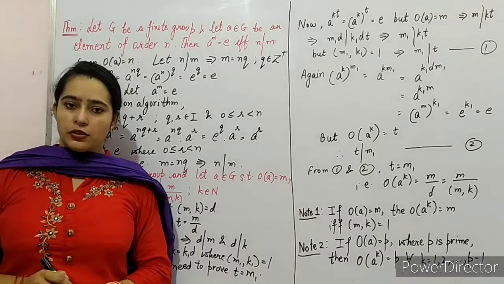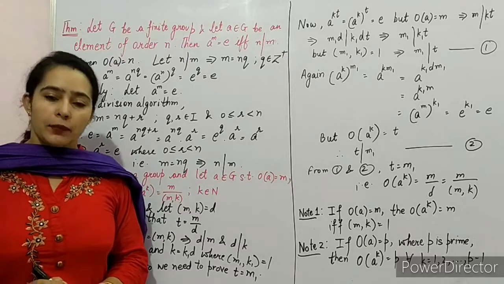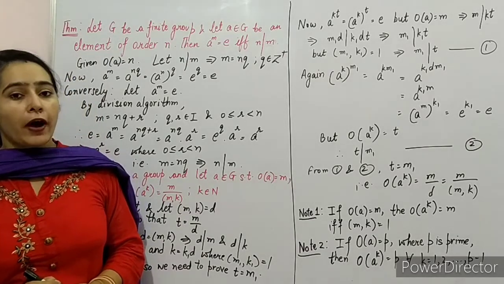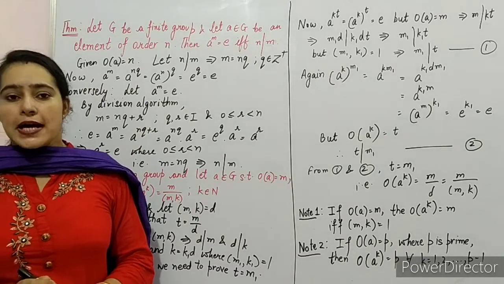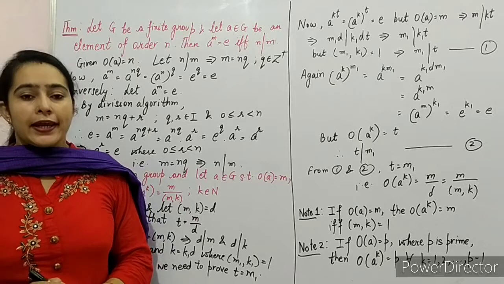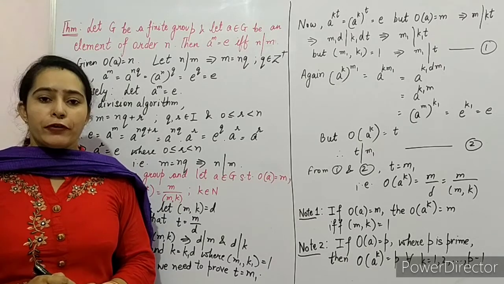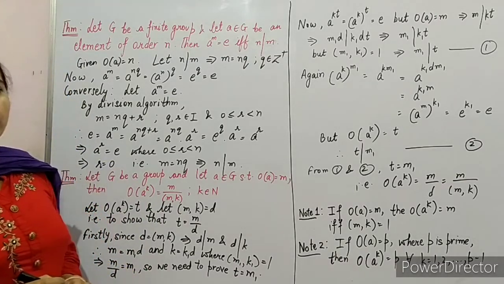In the previous lecture, we had discussed how we define the power of an element of a group and how we define the order of an element of a group. We had also proved a result of group theory in which we have proved that in a finite group, every element's order exists. Now we proceed further with the next result.